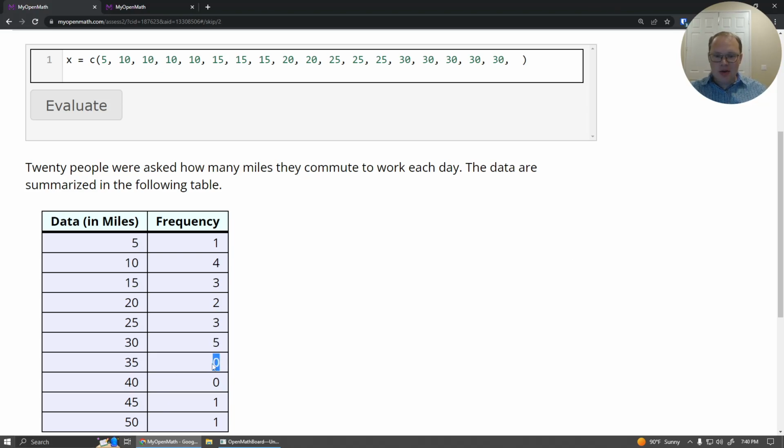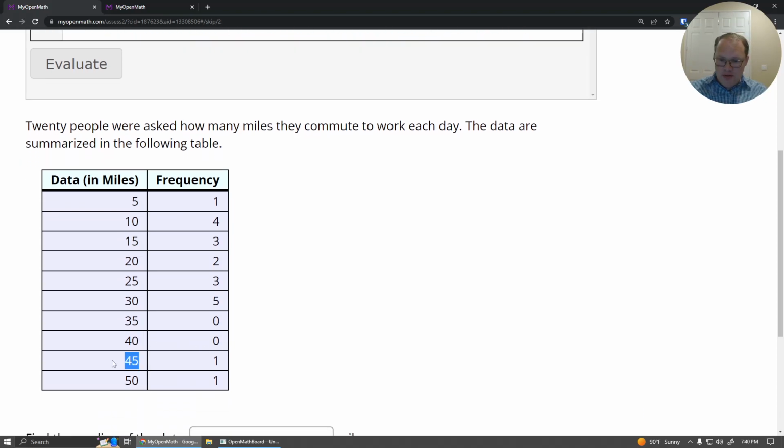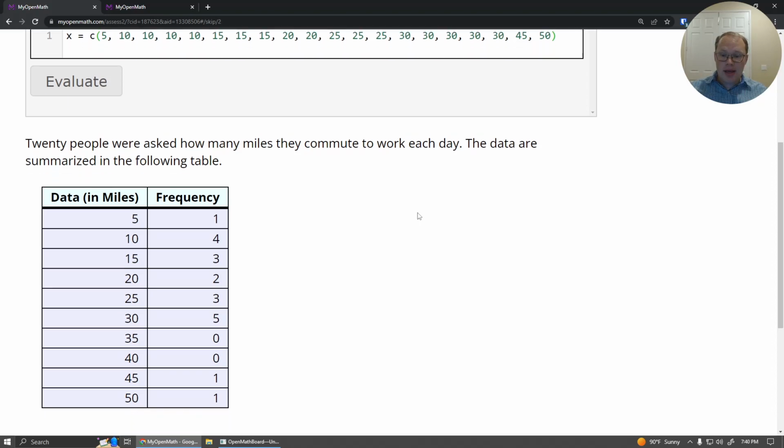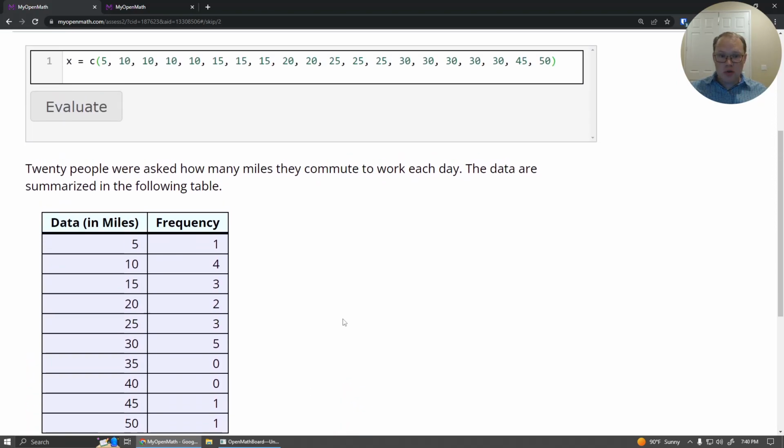35 happens 0 times. So there are no 35s in my data. I'm not going to write it. Same for 40. I don't have any 40s. 45 and 50, though, both happen 1 time. So this should be my list of data. Okay, I have listed all the data accounting for their frequencies. And so now I can calculate the median and mean the usual way.